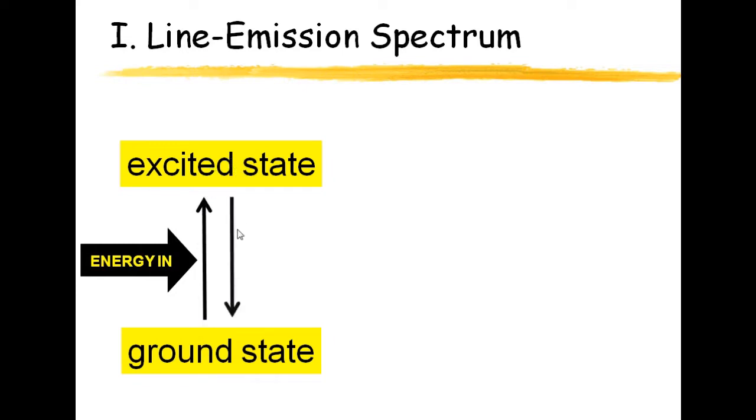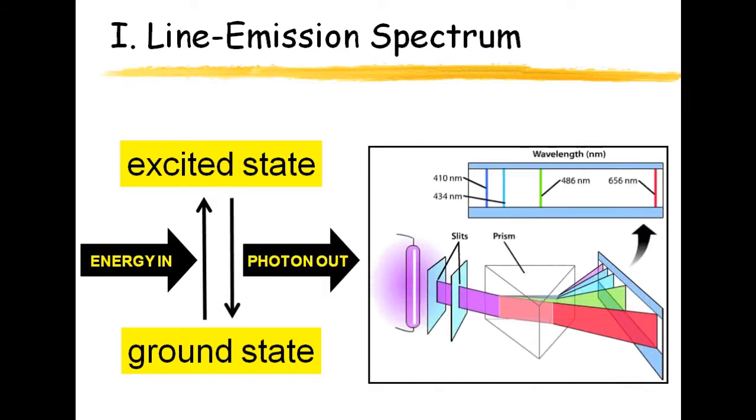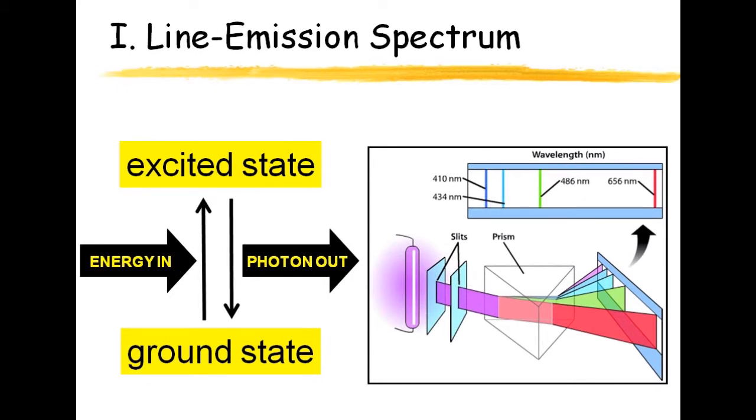As they come back down from an excited state, the atom will give off photons, and that helps us create our line emission spectrum. This line emission spectrum shows us the frequency and wavelength that an atom emits when you change its energy levels.